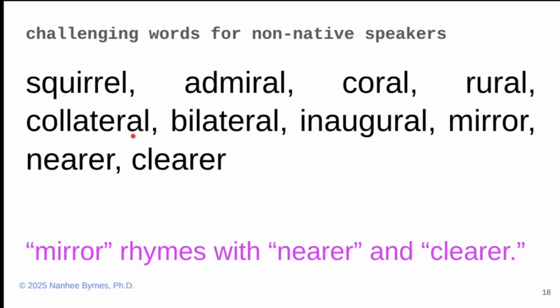Collateral, collateral. Bilateral, bilateral. Inaugural, inaugural. Mirror, mirror. Nearer, nearer. Clearer, clearer. Mirror rhymes with nearer and clearer.